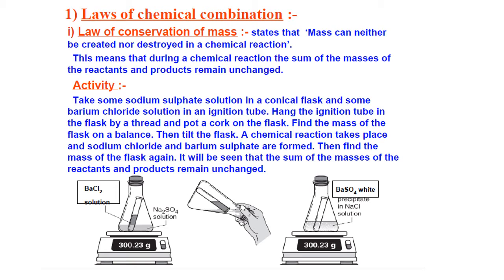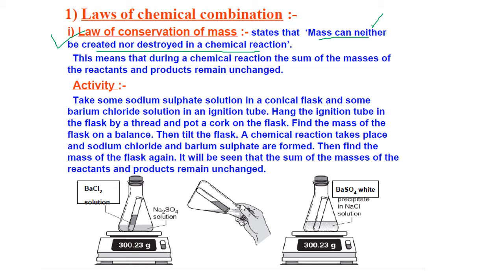Under the laws of chemical combination, first we study the law of conservation of mass. According to this law, mass can neither be created nor destroyed in a chemical reaction. So there would be no change in the mass. It can neither be created nor be destroyed in a chemical reaction.